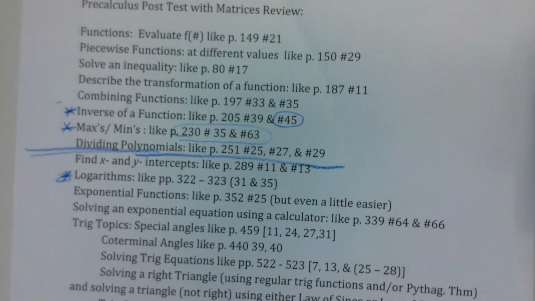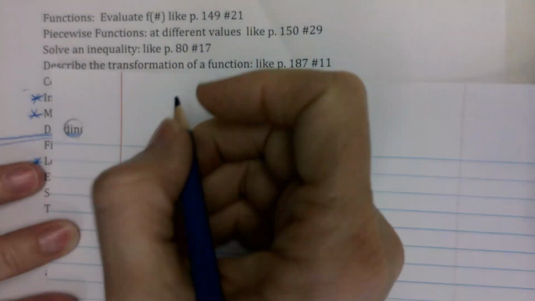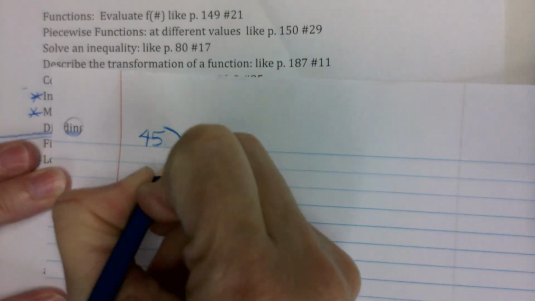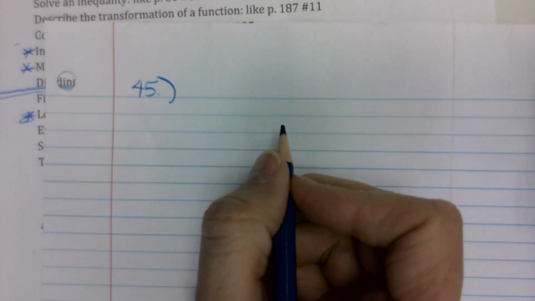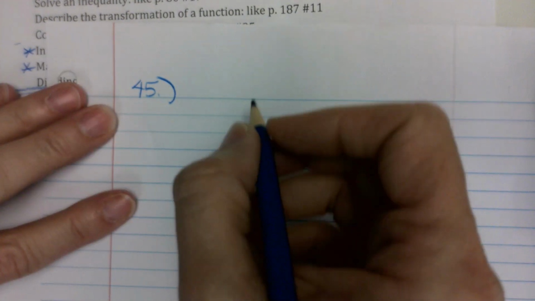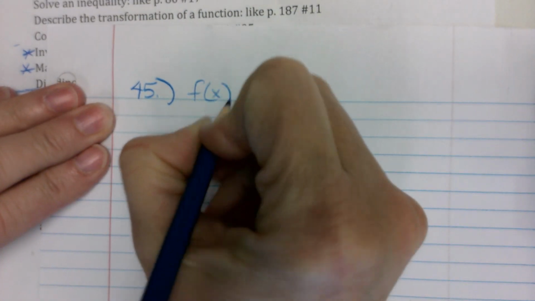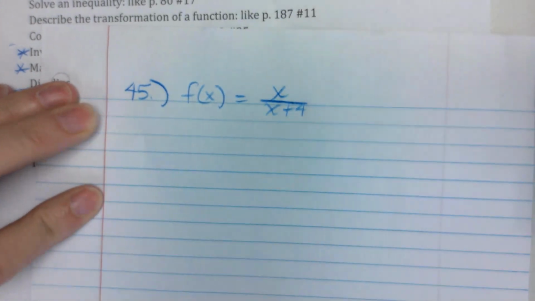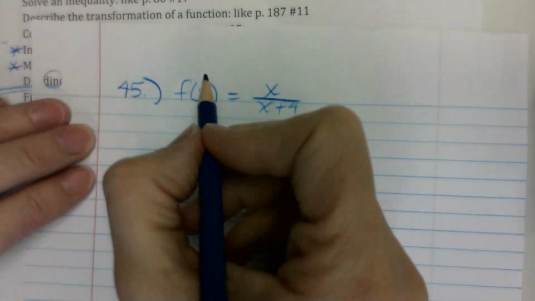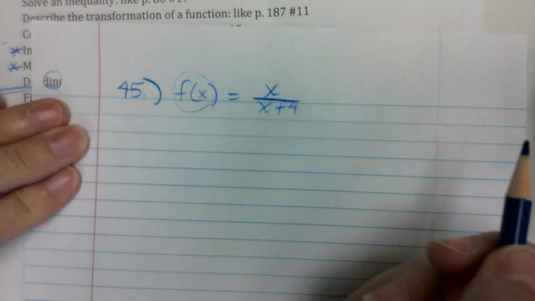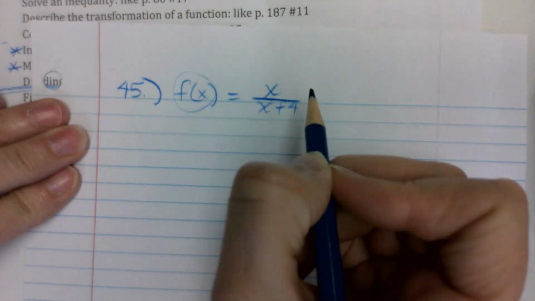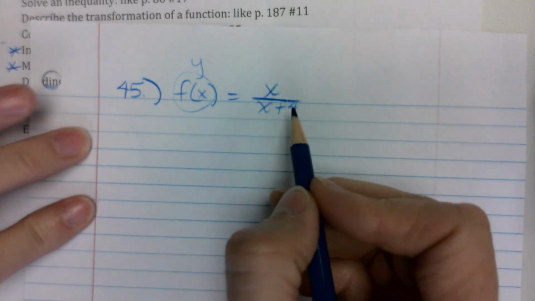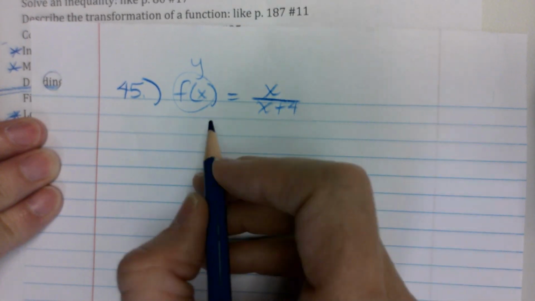Inverse of a function, page 205, number 45. Number 45 is f of x equals x over x plus 4. I love this problem because the f of x is really what? X or y? Yeah, which one is it? Y. So to find an inverse, what's the process?